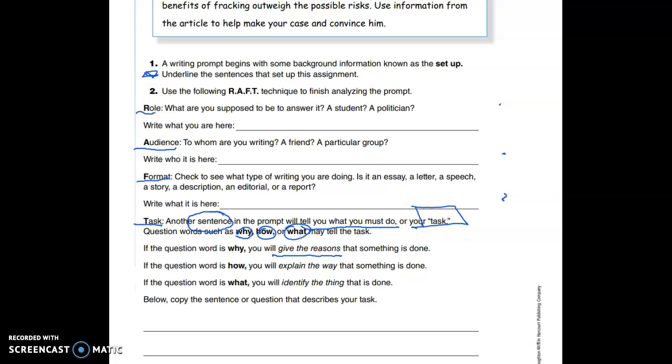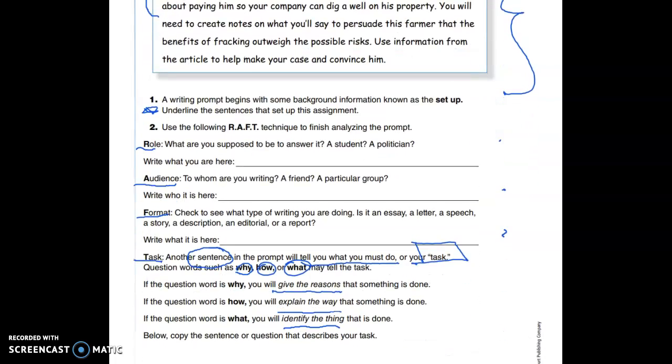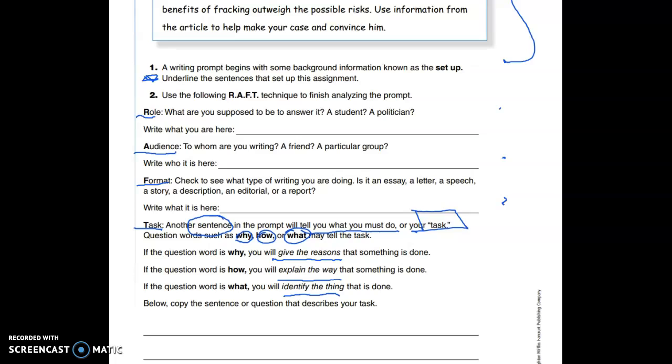Why? Give the reasons. How? Explain the way something's done. What? Identify the thing that is done. So you're going to copy the sentence or question that describes your task from this prompt. Okay, what am I trying to do? The clue here: copy the sentence or question that describes your task. There's a sentence up there that tells you what you're supposed to be doing.